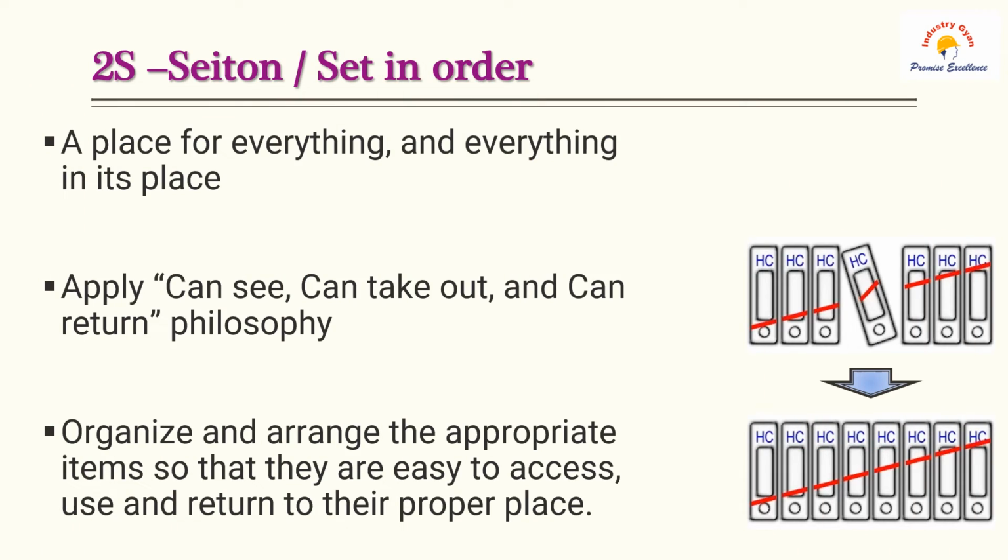The second step, set in order, was originally called Seiton. The goal of this step is to organize the work area. Each item should be easy to find, use, and return. A place for everything and everything in its place. Apply the can see, can take out, and can return philosophy. Organize and arrange the appropriate items so that they are easy to access, use, and return to their proper place.